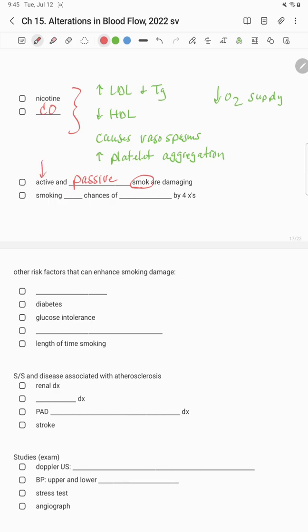Okay, active means the person is actually puffing on the cigarette. Passive is alluding to second-hand smoke. Okay, smoking increases chances of cardiovascular disease by 4 times.